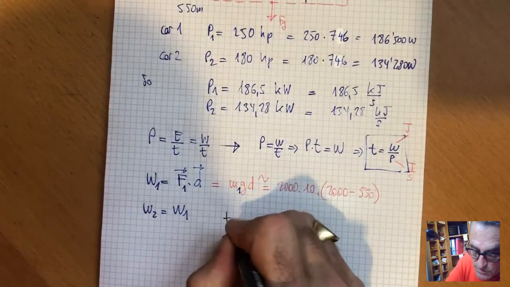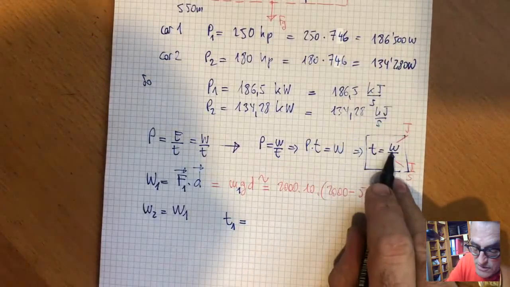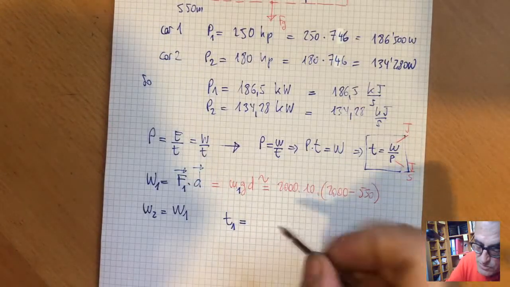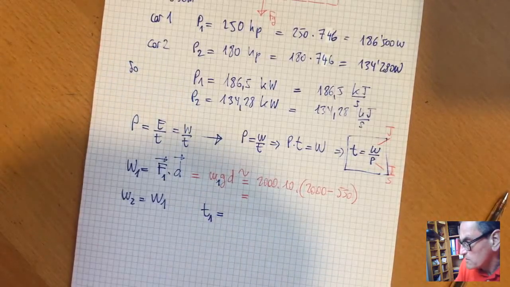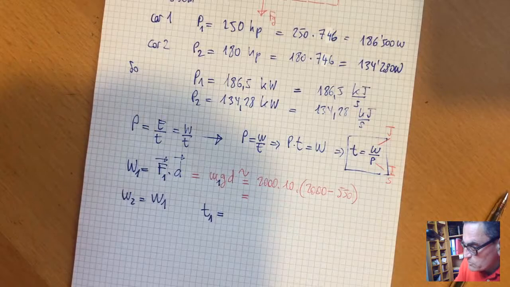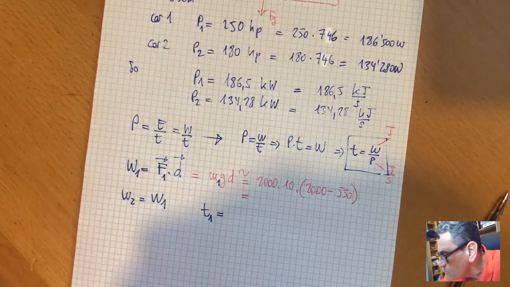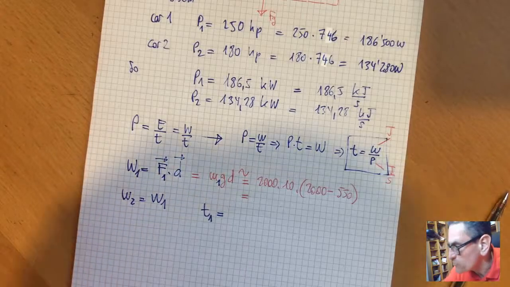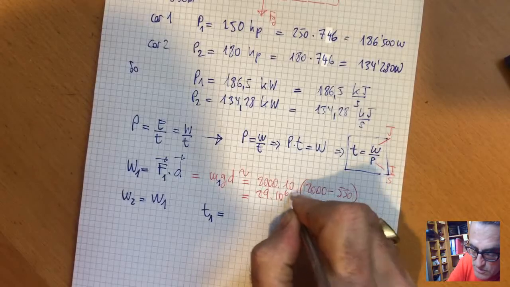So let's compute. The time for the first car is based on the total energy it's going to need, so I need to compute this first. It's 2000 times 10, so it's 20,000 times 2000 minus 550. And this gives us 29 times 10 to the 6 joules.